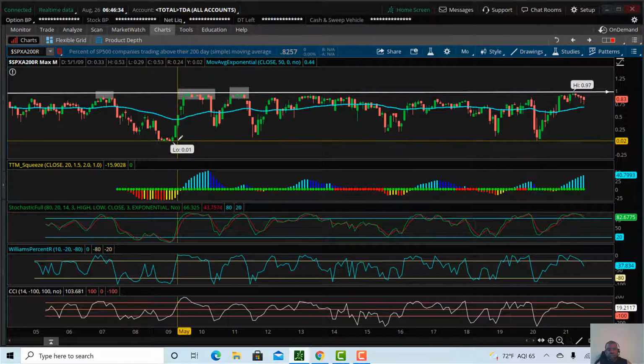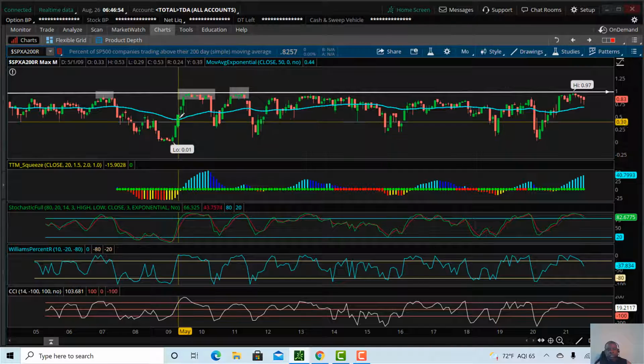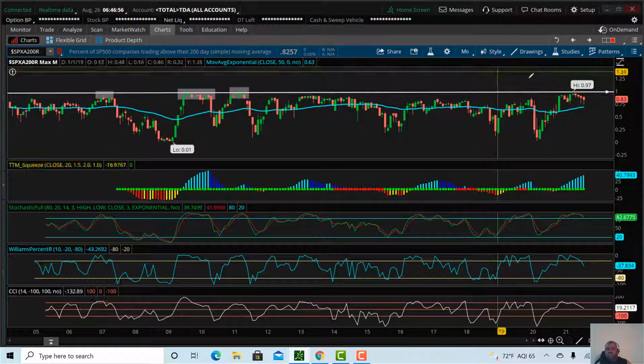And we finally bottomed out right around 1%, a tenth of a percent of S&P 500 stocks trading above there. Even that's probably less than a tenth of a percent, 0.01. So we dropped to that level, and then we finally got a rally. So I wanted to point it out.